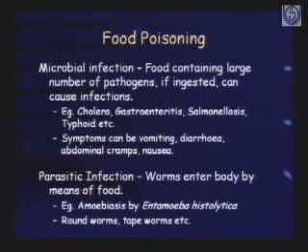Now, learning about food poisoning is very important when we are talking about microbial contamination. There are three kinds of food poisoning. One is microbial infection. Microbial infection is when we eat a food which has a large number of microorganisms. So this will cause diseases like cholera, gastroenteritis, and typhoid, and symptoms will be vomiting, diarrhea, abdominal cramps, etc. Then parasitic infection like amoebiasis, roundworms, and tapeworms, which enter our body by means of food.